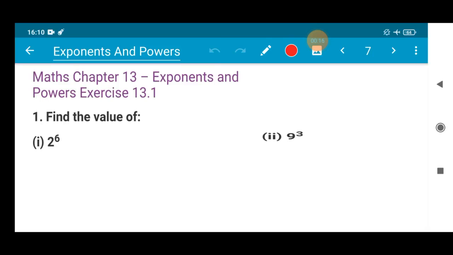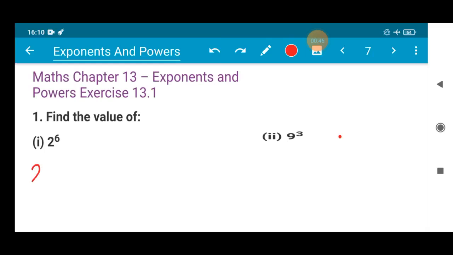What is the exponent? The exponent here is 6, right? The exponent here is 6. And what is the way of expressing it? The way of saying it is 2 to the power 6. Okay, so let us find the value. You know what exponents actually represent: whatever the value of the exponent is, that number of times the base should be multiplied.